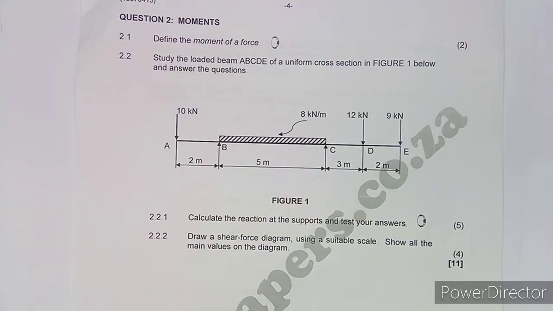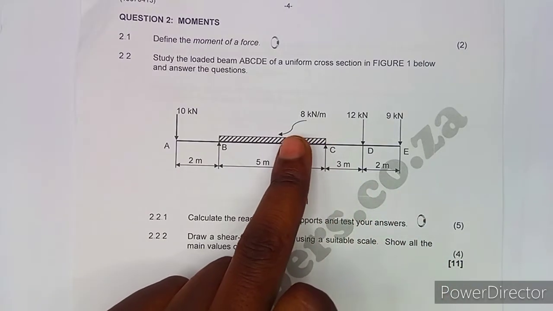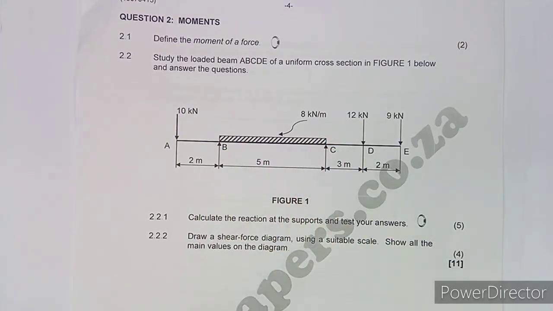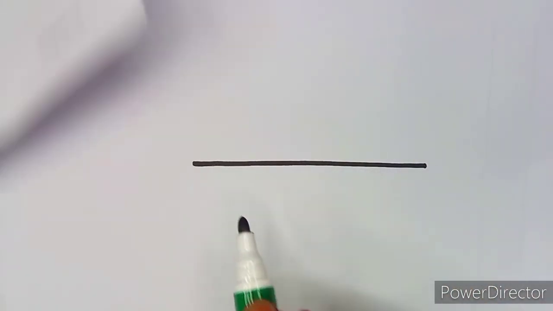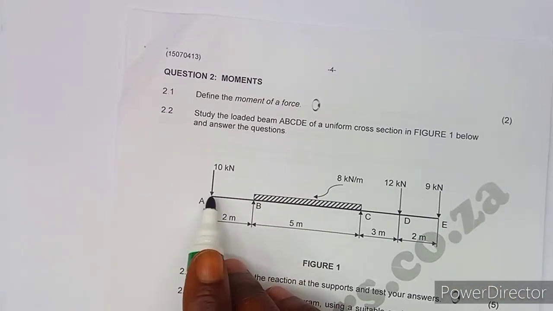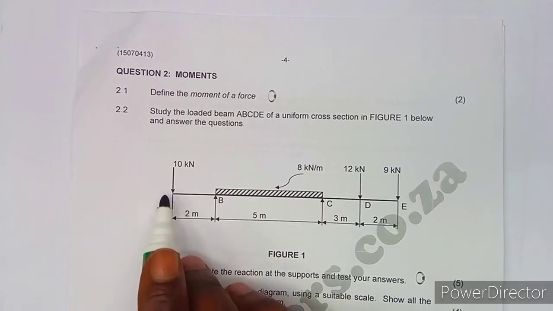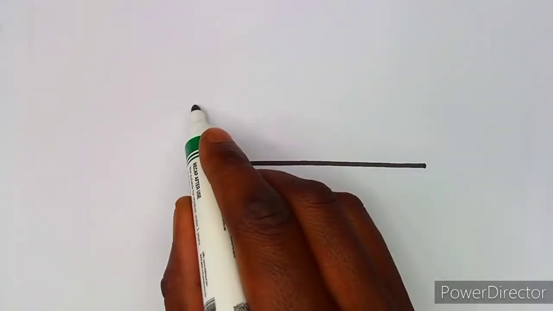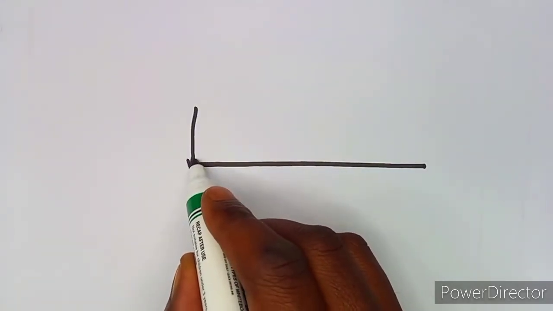Okay, so the first thing, guys, when you are working with moments and you are given a beam like that, you can redraw your diagram because of the loads that you are given. Take note here, we have a distributed load of 8 kilonewton per meter for 5 meters. So we can just sketch how the diagram is going to look after being simplified. The first part here is not going to be affected. It's going to remain as it is, facing downwards, and you have 2 meters in this case. So this one is going to remain as it is at A.